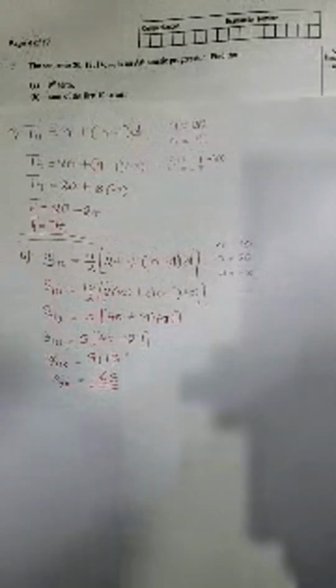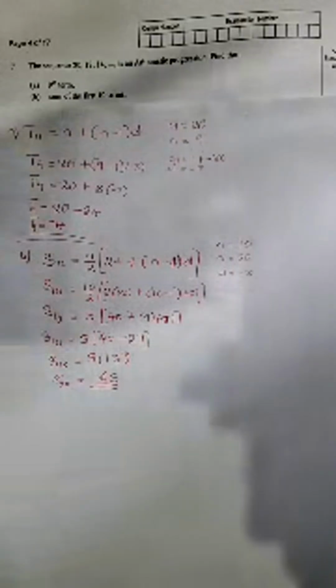This one 10. 10 minus 3. 10 minus 7 rather is 3. Then 3 minus 2 is 1. So we have 5 times 13. 5 times 3 is 15. So 5 carry 1. 5 times 1 is 5 plus that 1, 6. So S10 is 65. Okay. The sum of the first terms is 65. It is as simple as this.